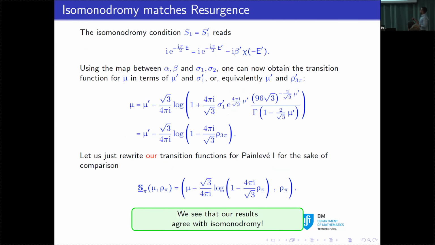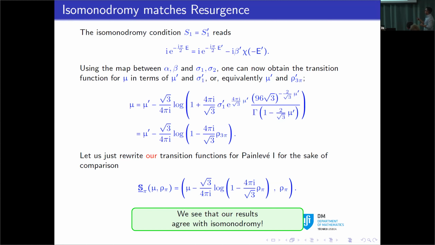The isomonodromy condition on S1, for example, let's choose the first one, reads like this. You basically equate both sides of this equation, and now one can play around a little bit. Using the map between alpha and beta and sigma 1 and sigma 2, one can obtain transition functions for mu. Of course, one can also derive this ρ0 being invariant from Takei's equations, but I focus on this one because the shift is the more important one.